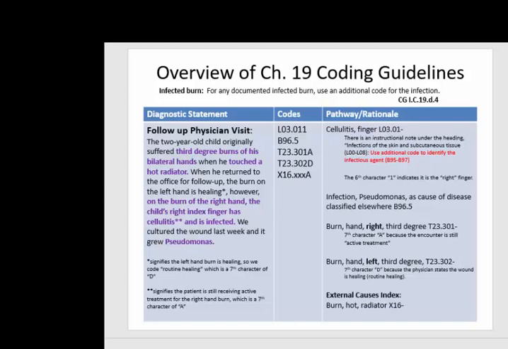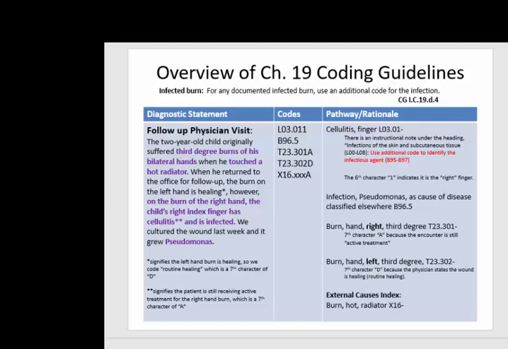That would be a routine healing, and is going to get a 7th character of D. But the burn on the right hand, the child's right index finger, has cellulitis and is infected. The child had been in the office last week, and they cultured the wound, and it grew Pseudomonas. So we have the organism causing the infection. So what brings the child to the physician's office is that cellulitis on the finger. So that's going to be your first listed diagnosis.